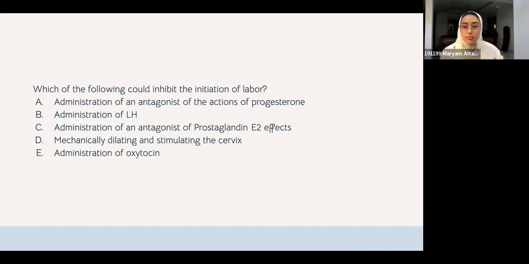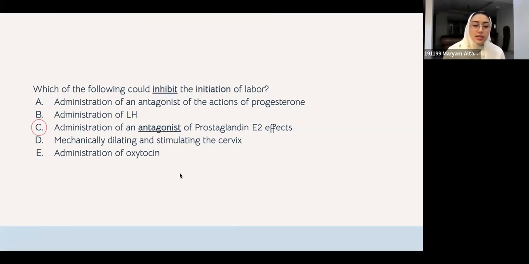Okay, so now that's within the initiation of pregnancy. What about labor? That's what we're going to talk about now. Which of the following could inhibit the initiation of labor? A, administration of an antagonist to the actions of progesterone. B, administration of LH. C, administration of prostaglandin E2 antagonist. D, mechanically dilating and stimulating the cervix. Or E, administration of oxytocin. So the answer here is administration of prostaglandin E2 antagonist.